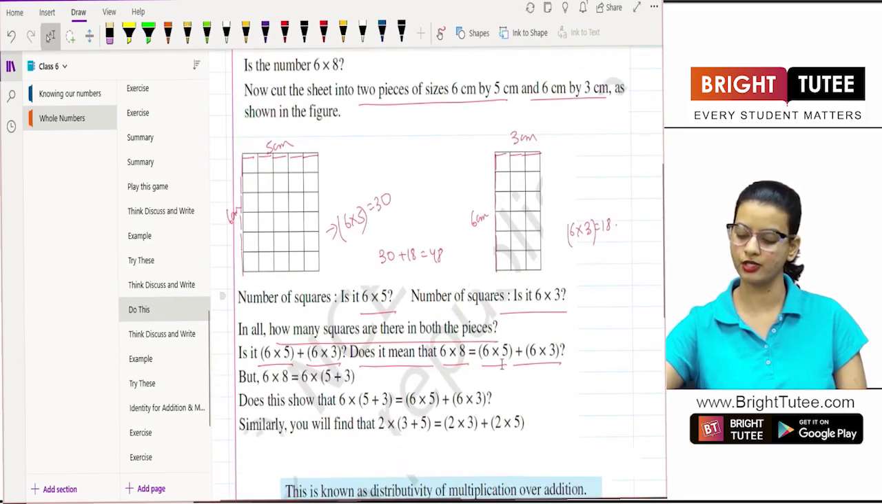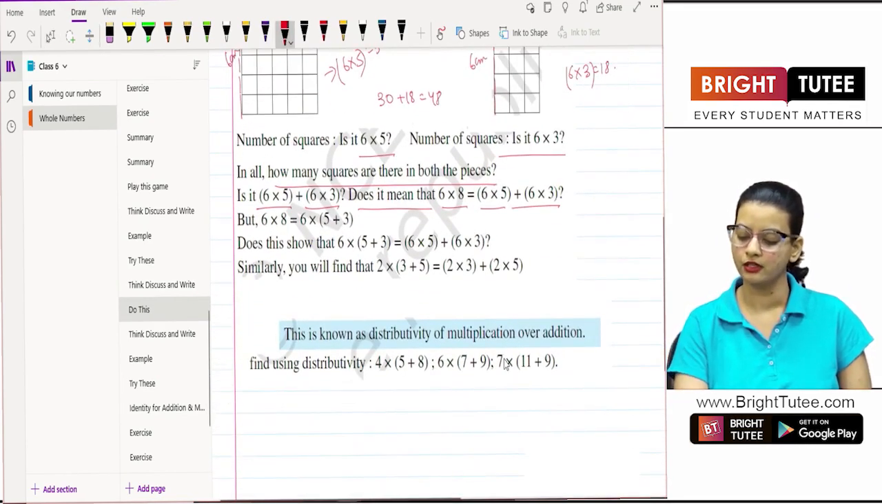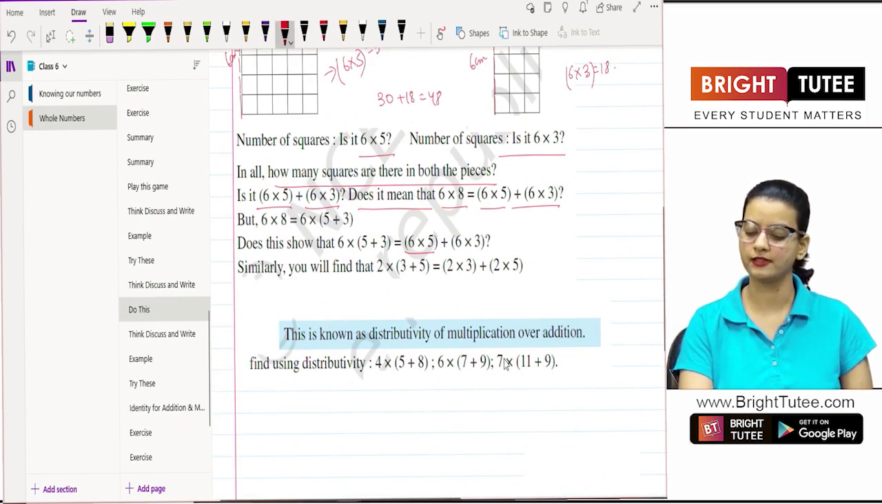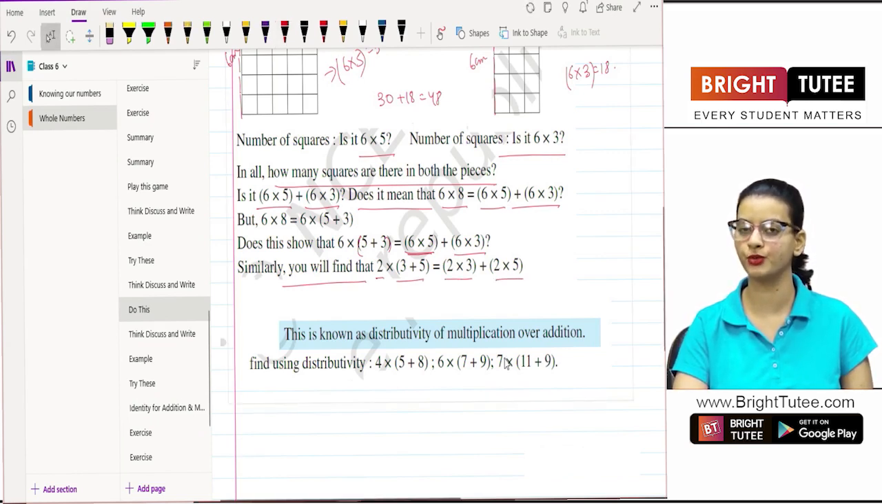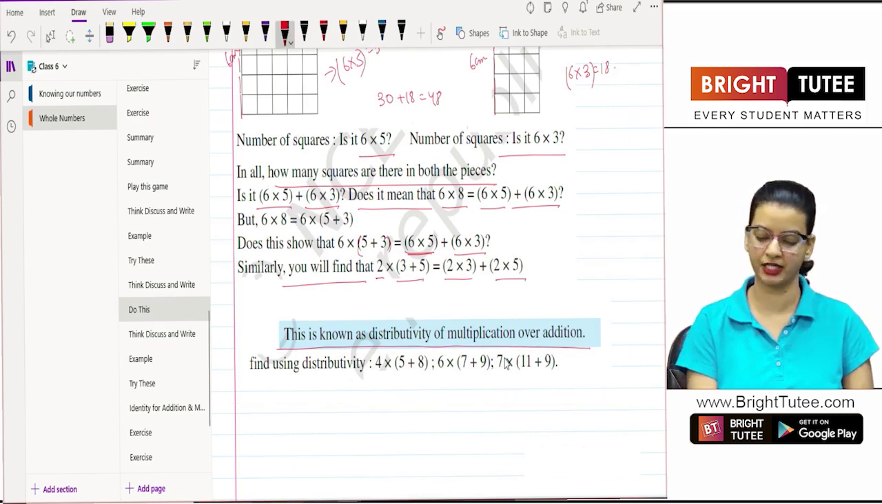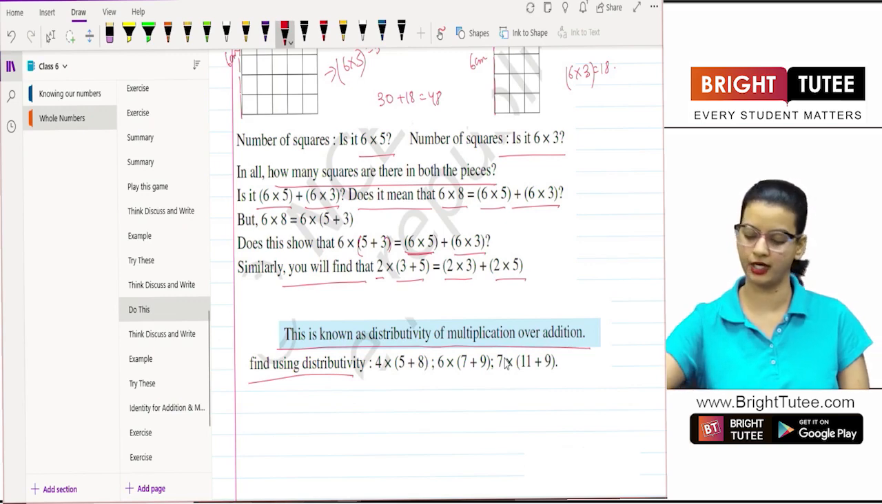So what we can say is that 6 into (5 plus 3) inside the bracket is equal to 6 into 5 inside the bracket plus 6 into 3 inside the bracket. Similarly, you will find that 2 into (3 plus 5) is equal to 2 into 3 plus 2 into 5. So this is known as distributivity of multiplication over addition. Now find using distributivity.